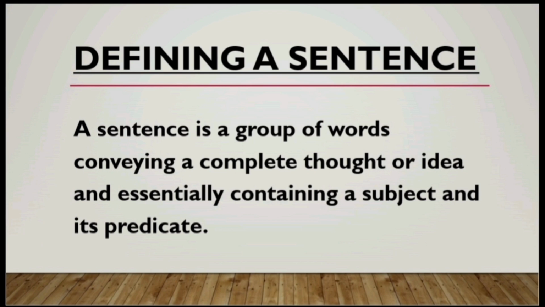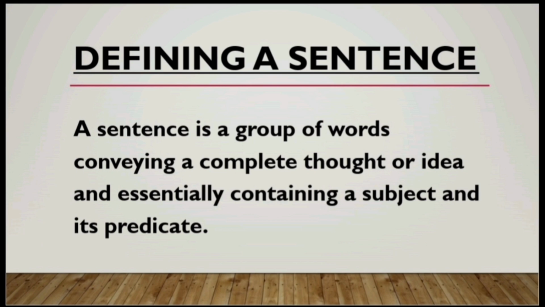So, for a sentence to be a sentence, there should be a subject, that is the doer of the action, and there should be a predicate, that is the receiver of the action plus the object, right? So, therefore, a sentence is such a group of words which is capable of expressing an idea by itself, and there should be a subject and a predicate.